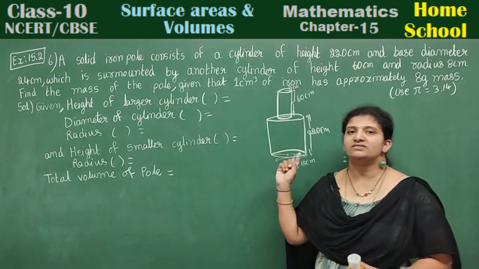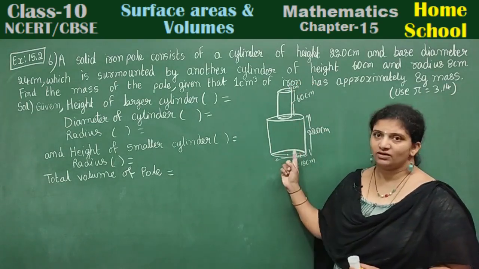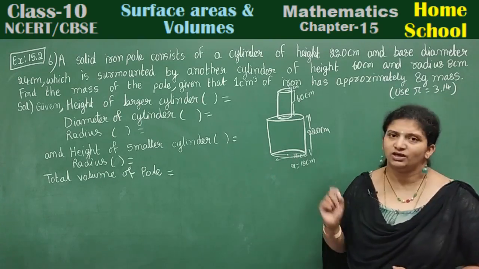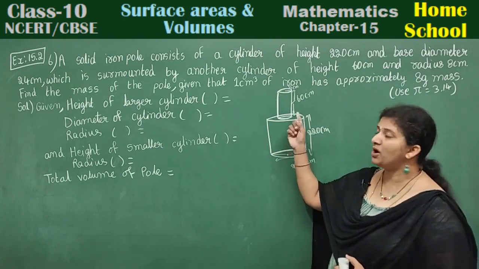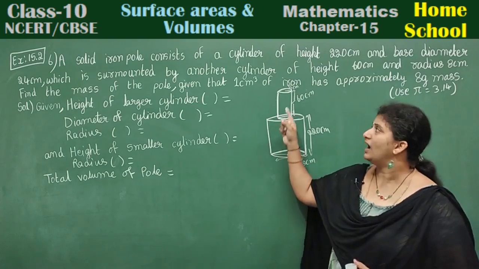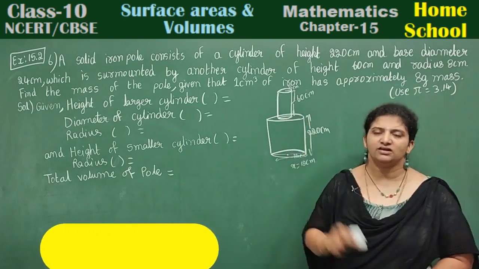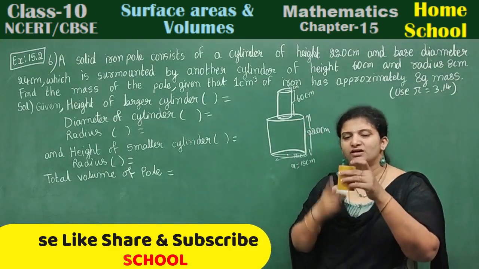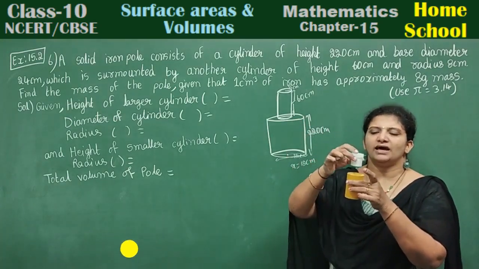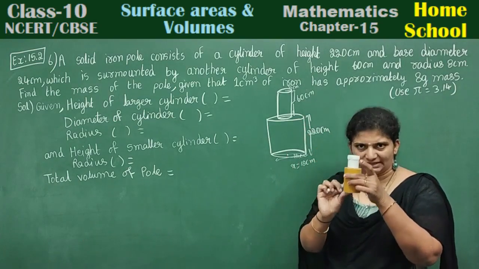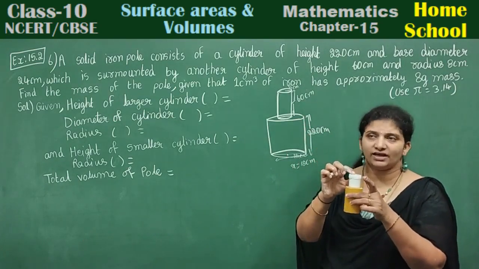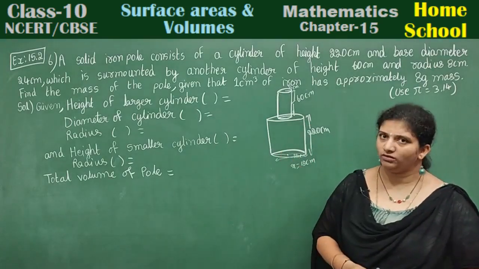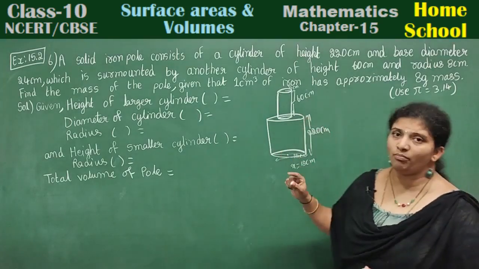See here children, you can see two cylinders. One is having diameter 24 centimeters, means radius will be 12 centimeters. Surmounted by another cylinder having radius 8 centimeters, means this is having small radius and this is having big radius. 12 centimeter radius and another cylinder is placed on this cylinder. This is having a radius 8 centimeter. Find the mass of the pole.